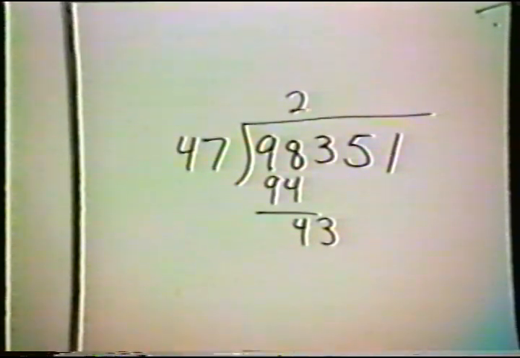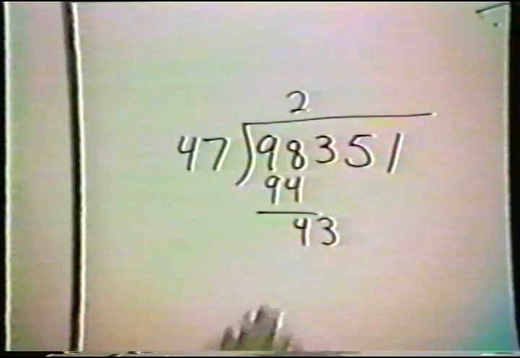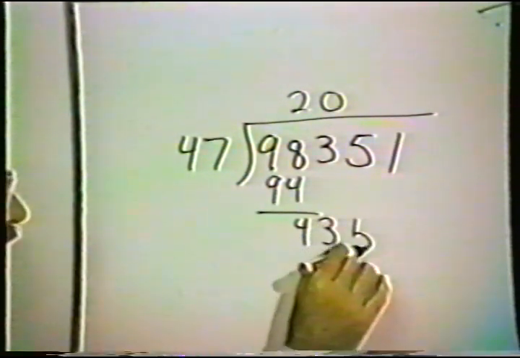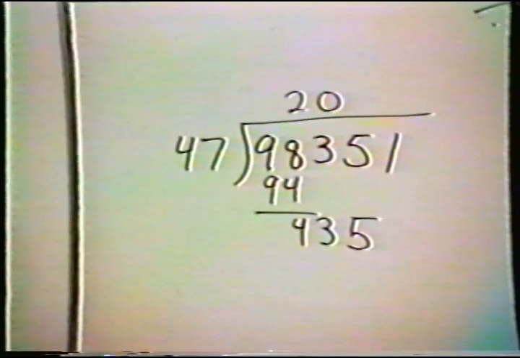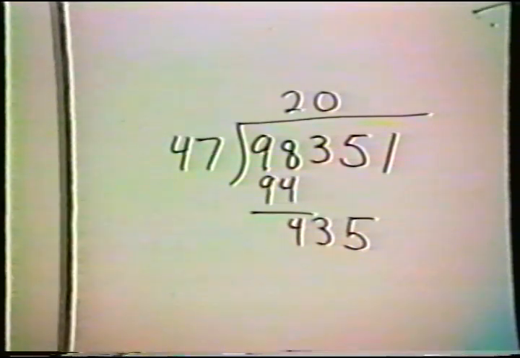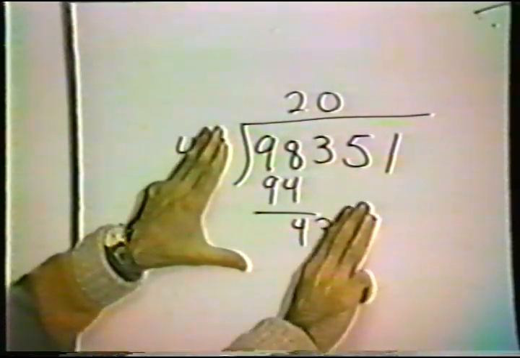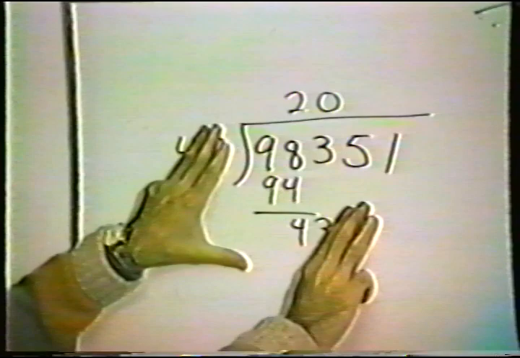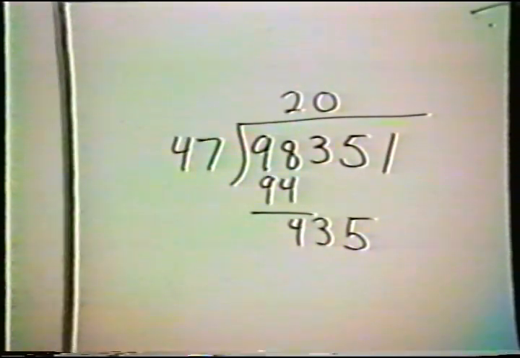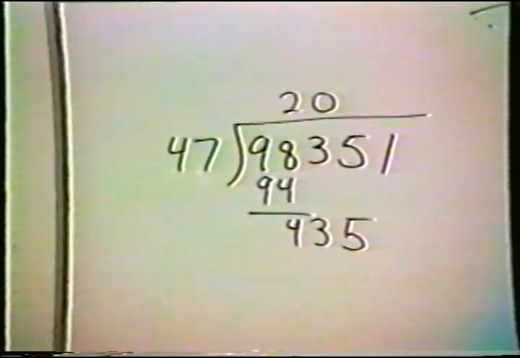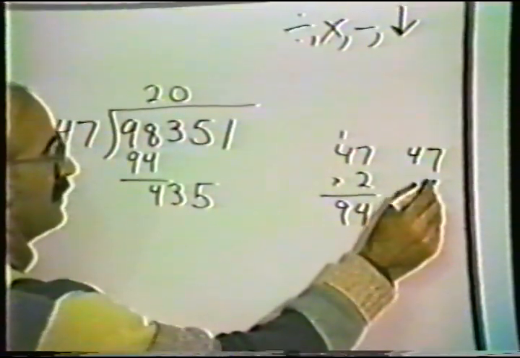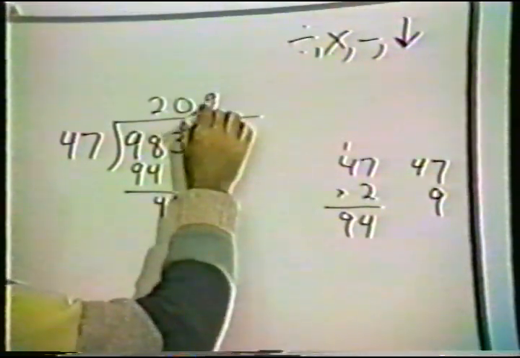47 into 43. How many times? 0. Let's just put the 0 up there and bring down the 5. How many 47s into 435? Well, that's 2 numbers into 3 numbers. Let's try that. How many 4s in 43? 10. But the biggest number we're allowed to try is 9. 47 times 9. We'll put the 9 up there.